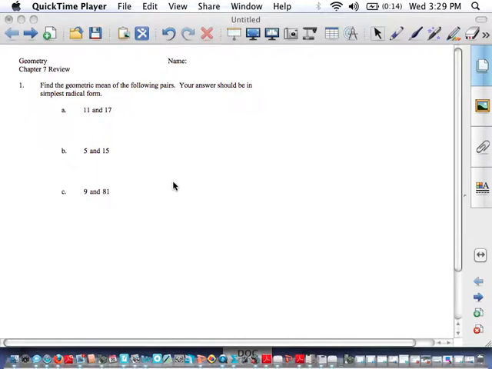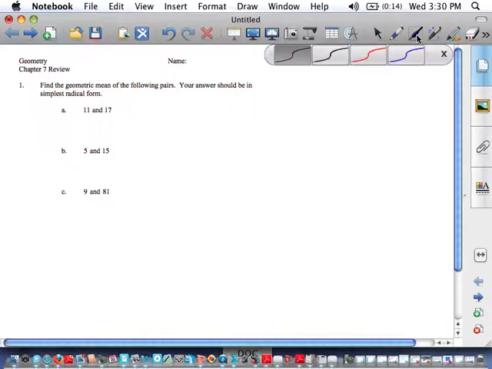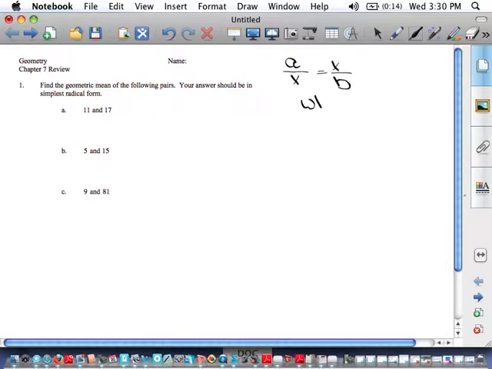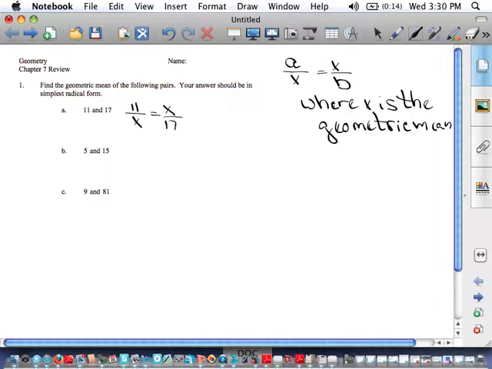The first problem asks you to find the geometric mean for the following pairs. So the geometric mean, remember, is A is to X as X is to B, where X is the geometric mean. Okay, that means we have A and B. So 11 is to X as X is to 17.